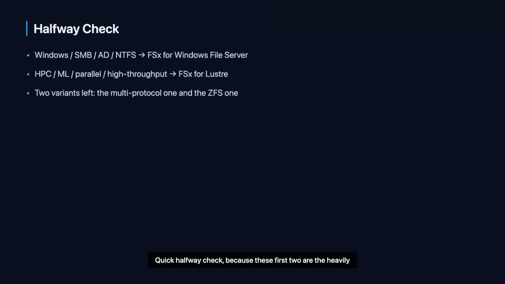Quick halfway check, because these first two are the heavily tested pair. Windows SMB, Active Directory, or NTFS points you to FSx for Windows File Server. High-performance computing, machine learning, parallel, or high-throughput points you to FSx for Lustre. Lock those two in and you've handled most of what the exam asks here. Two variants remain, the multi-protocol one for NetApp shops and the ZFS one for Linux teams. Let's cover both.